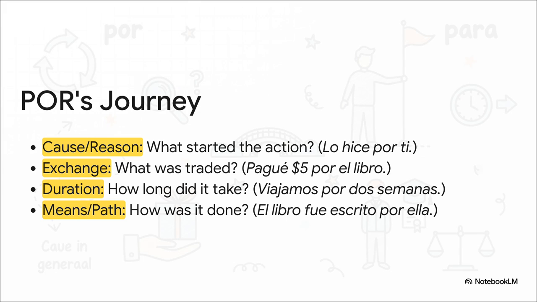Lo hice por ti, I did it because of you. It covers any exchange you made. Pagué $5 por el libro. I paid $5 for the book. A trade happened. It measures the duration of your travels. Viajamos por 2 semanas. We traveled for 2 weeks. That's the time it took. And it describes the means or the path you took. El libro fue escrito por ella. The book was written by her. See? Each and every time, por is looking over your shoulder, explaining the journey that brought you here.